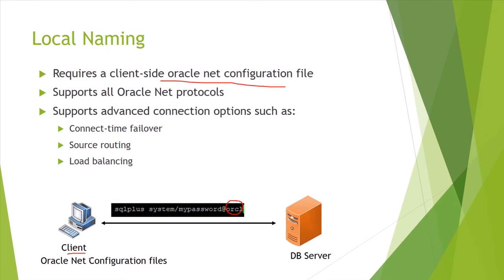the tnsnames.ora file. Again, the tnsnames.ora file. This file is used to resolve the ORCL alias to the IP address of the database server, the port of the listener, the protocol of the listener, and the database service name.